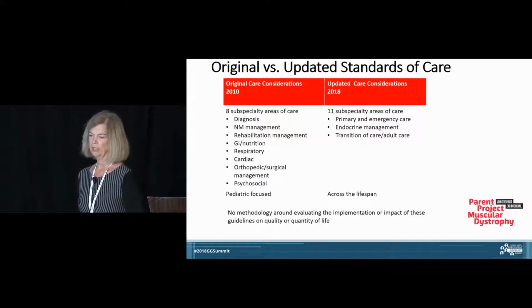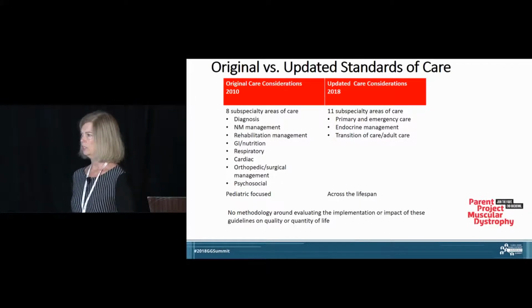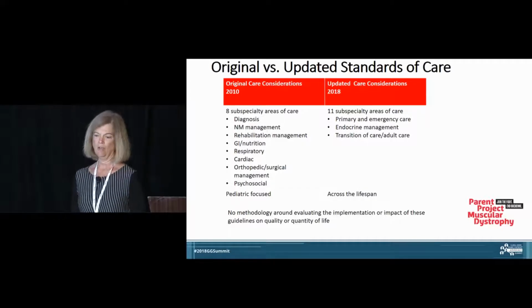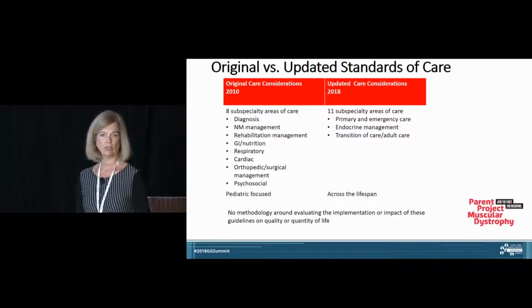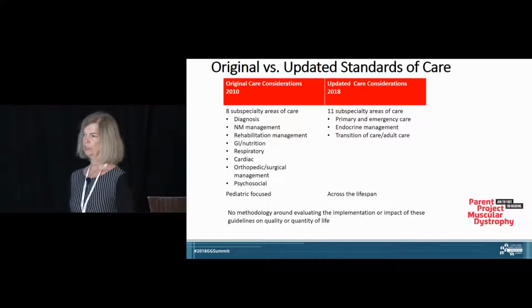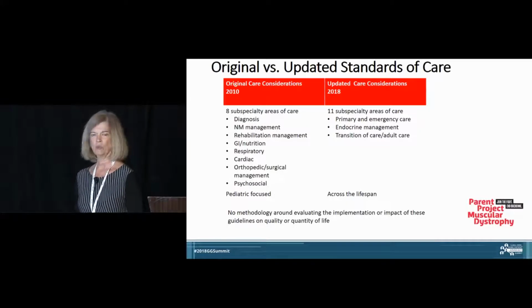So the updated guidelines, just published recently in January of 2018, have updated each of those areas of care to include not only pediatric but adult guidelines as well, and include 3 additional guidelines that include primary and emergency care. So how do you manage patients on a primary care level, and then what happens when you go to the emergency room? Endocrine management, because steroids are the gold standard of care, starting extremely early and generally given daily.